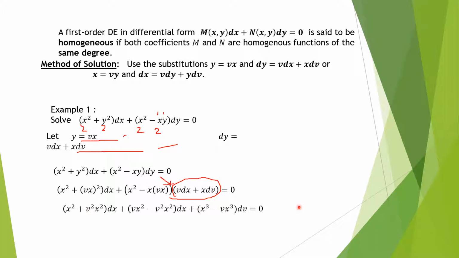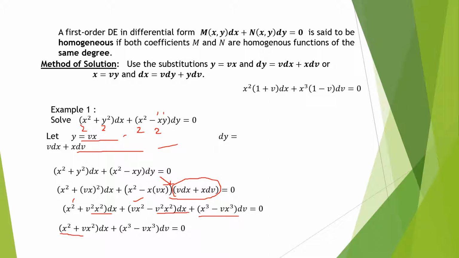Okay, and then combining, observe that the v squared x squared dx and the negative v squared x squared dx are common, so they will cancel out. The remaining terms are just x squared and then vx squared, and of course the dv terms will be retained there. Simplifying further, factor x squared there. So you have x squared times (1 plus v) dx plus x cubed times (1 minus v) dv.